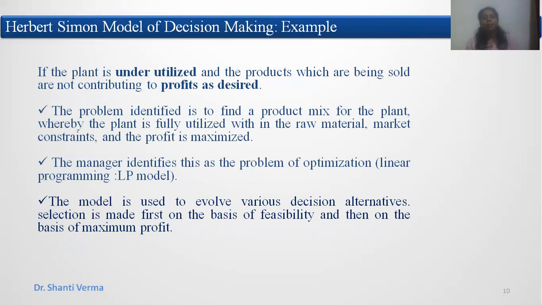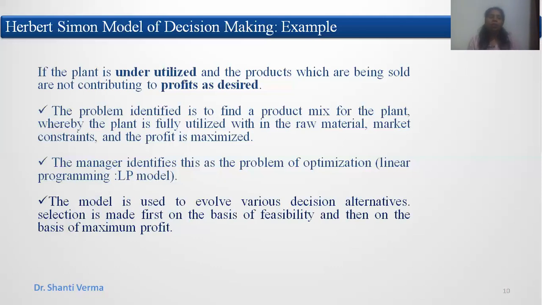Now, an example of the decision making process, the Herbert Simon decision making process. If the plant is underutilized and the products which are being sold are not contributing to profit as desired, the first step of the Herbert Simon model is problem identification. So for this problem, the problem identification is to find a product mix for the plant whereby the plant is fully utilized with the raw material, market constraints, and the profit is maximized.